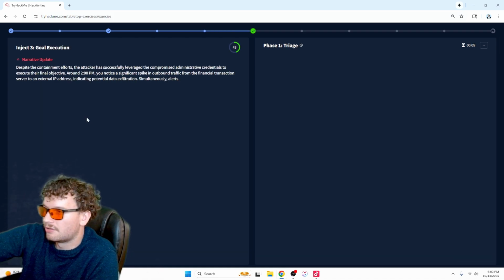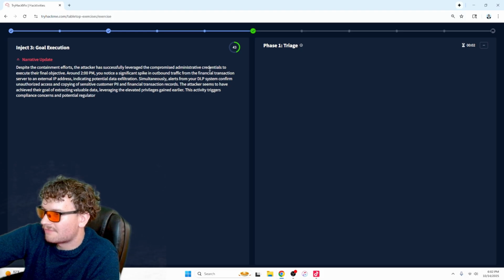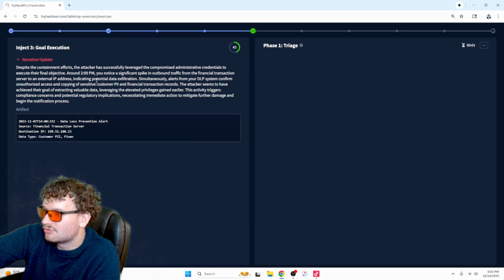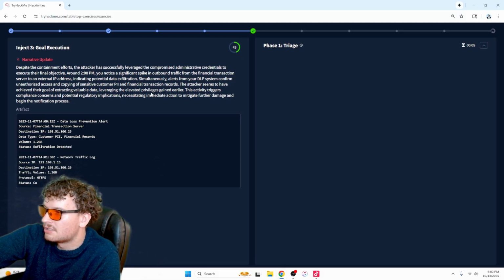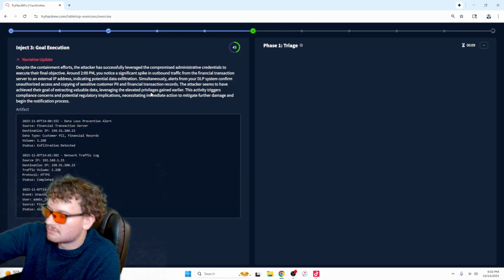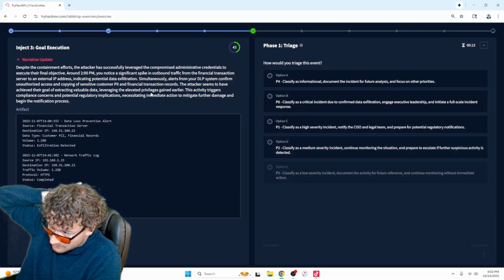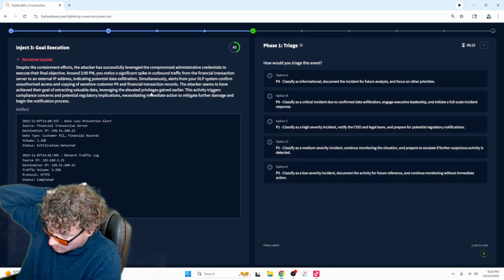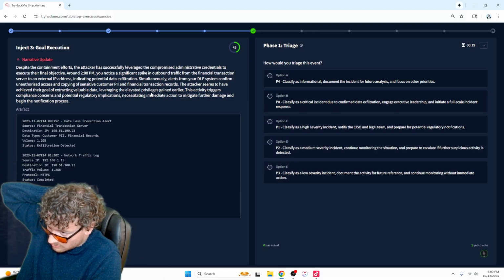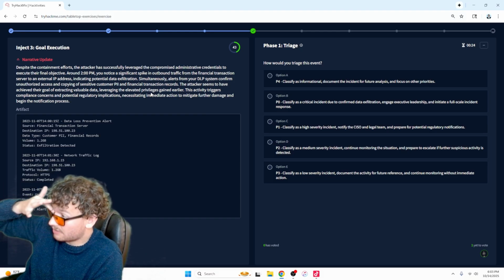Okay, got another scenario update. Containment efforts leverage the compromised administrative controls to execute the attacker's final objective. 2 p.m.: a spike in outbound traffic, and simultaneously my DLP system, data loss prevention system, confirms unauthorized access and copying of sensitive customer and financial records. This actually triggers compliance concerns and potential regulatory implications. How would I triage this?